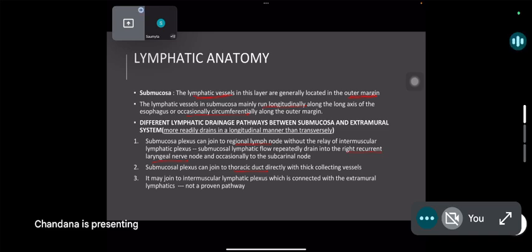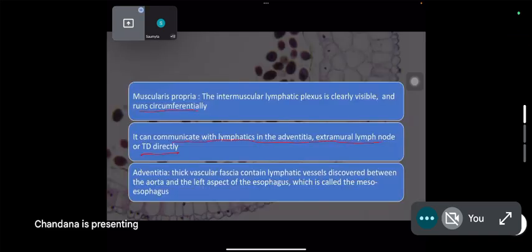So this is called two routes: one is direct spread and one is through the muscular layer. Directly it can go to the recurrent laryngeal nerve node and thoracic duct, or it can go to the muscle layer and then to other nodes. In the muscularis propria, the intermuscular lymphatic plexus is clearly visible and runs circumferentially. So in the muscularis layer, circumferential spread is there. Till now it was all longitudinal, now it came to circumferential. It can communicate with lymphatics in the adventitia, extramural lymph nodes and the thoracic duct directly.